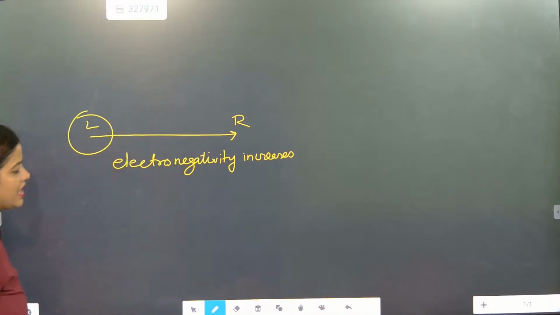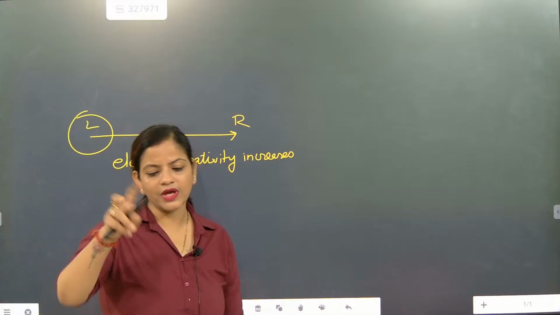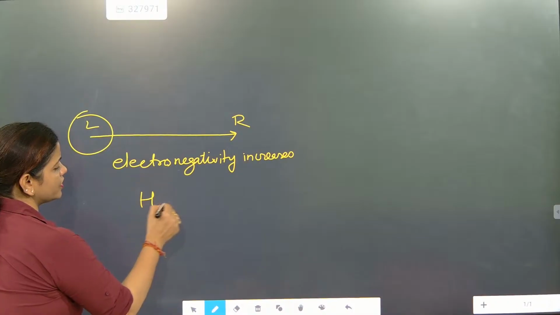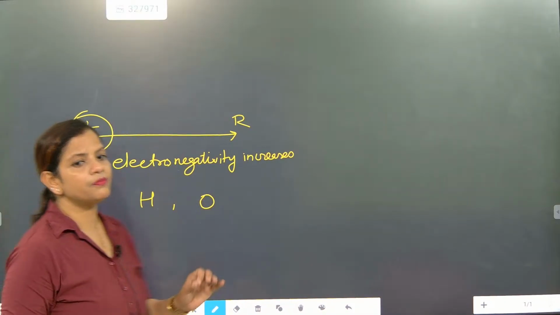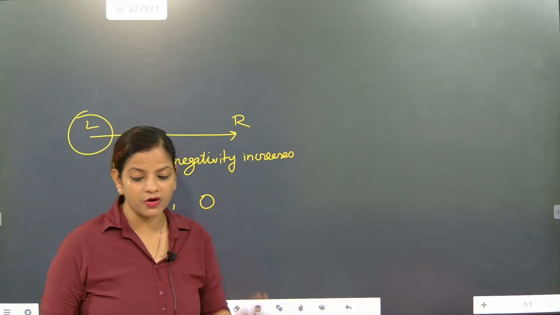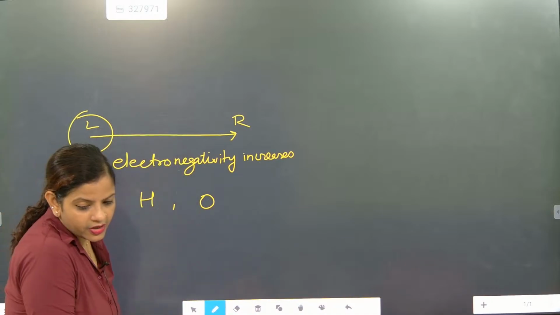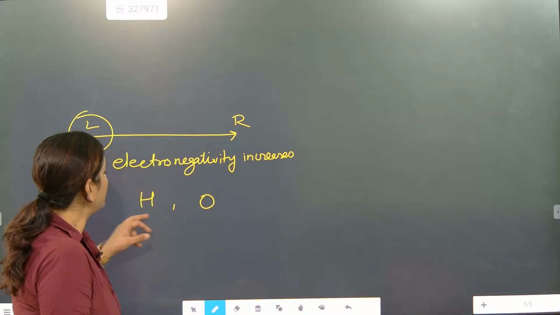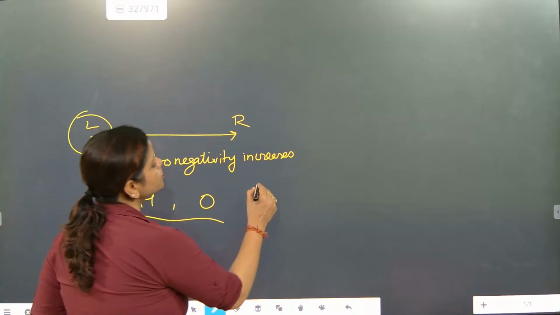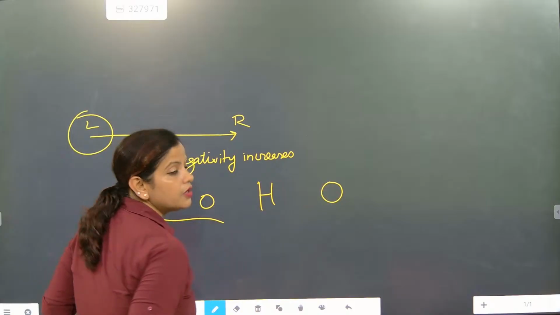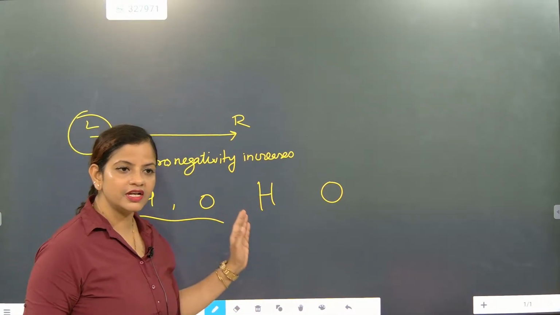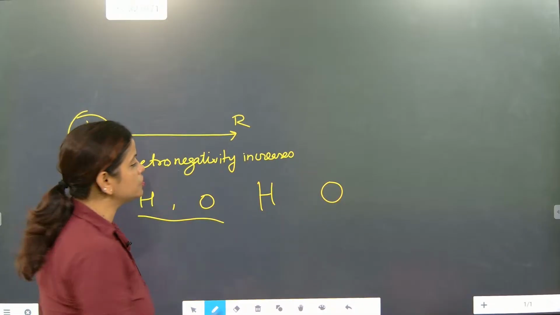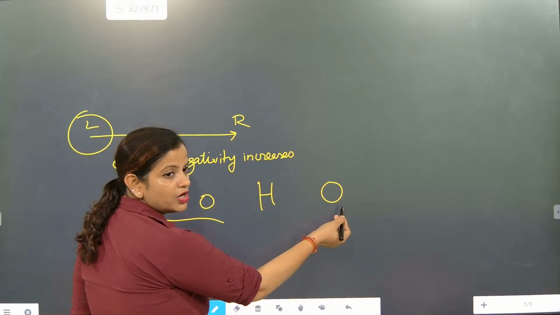So just check, they have given us two elements to make a compound. Let's check this one out. They have given hydrogen and oxygen to us, and they told us to make a compound, a molecule. Okay, so hydrogen and oxygen are there. Now beta, hydrogen is less electronegative, so it is written on the left side. Oxygen is more electronegative, so it is written on the right side.